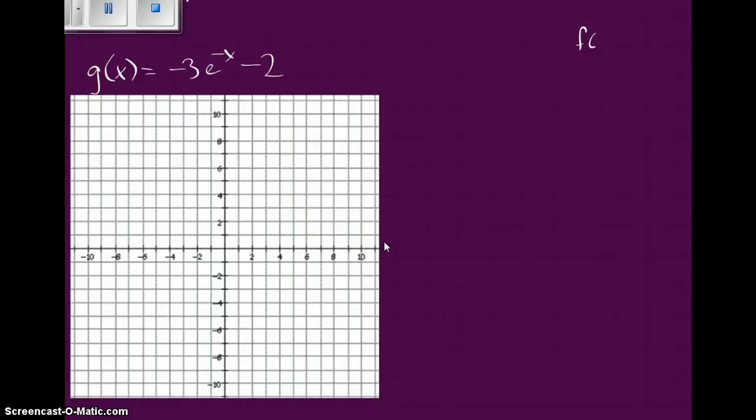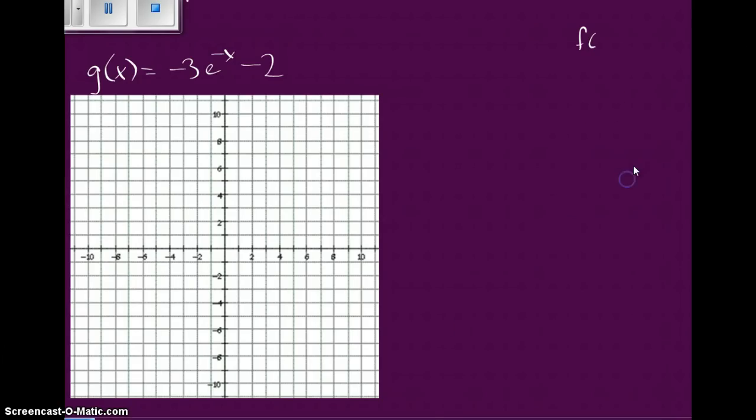Hi, I'm Andrick. I'm going to graph this exponential function, g of x equals negative 3 e to the negative x minus 2. It's something that a lot of my students seem to be having trouble with. And maybe you're one of them. So here's how to do it.